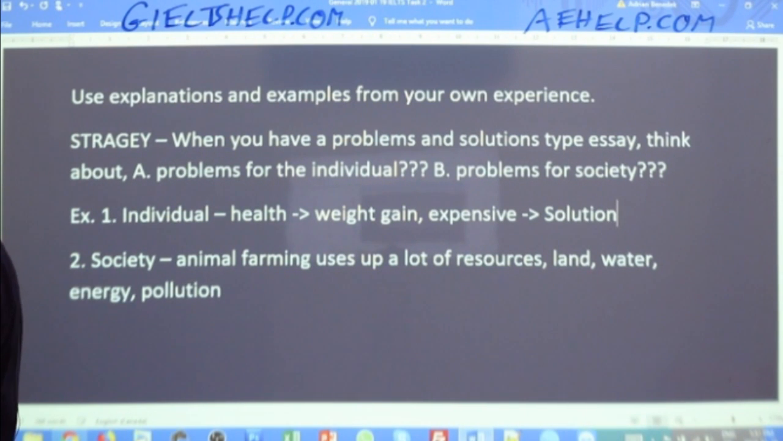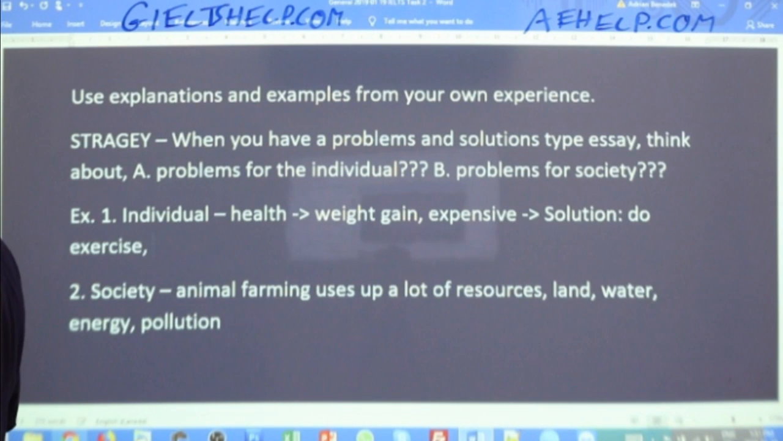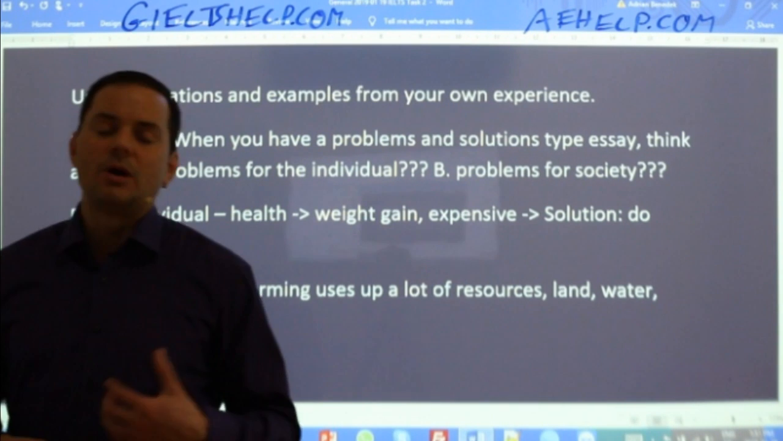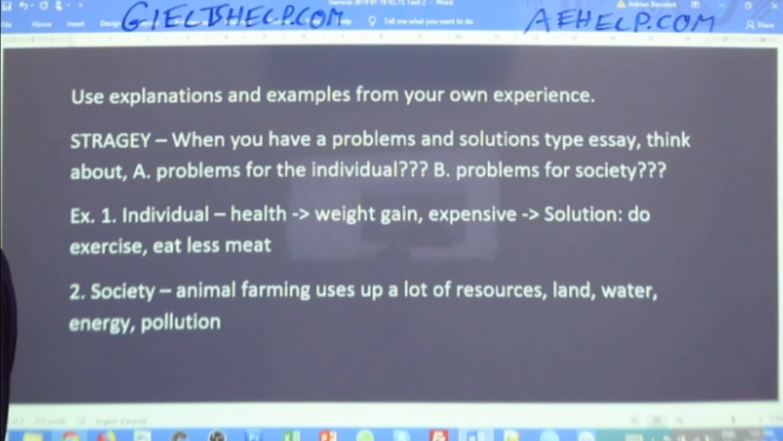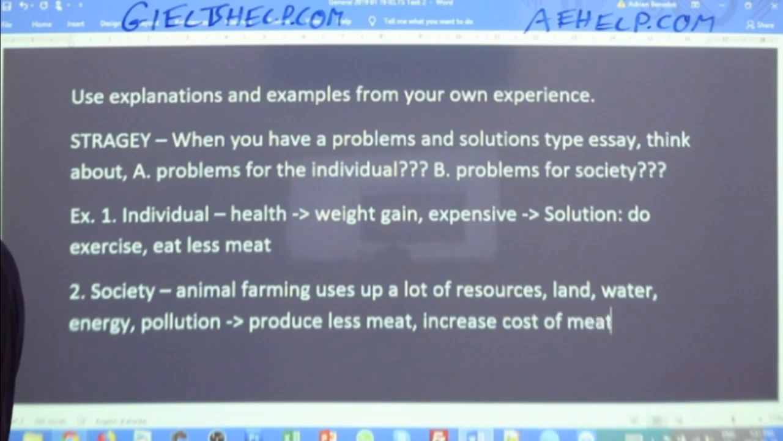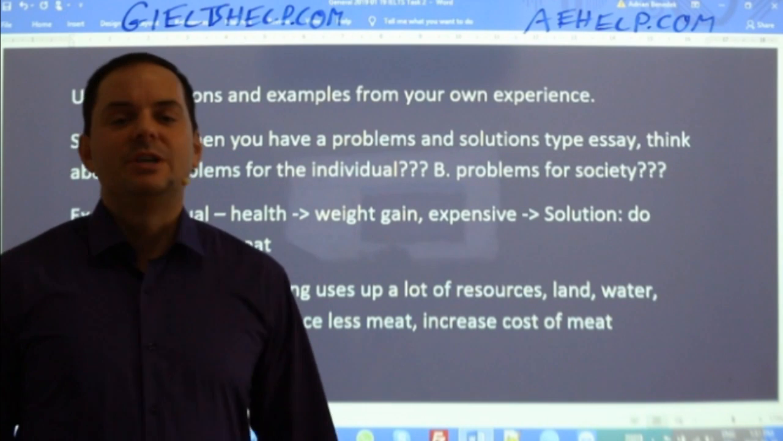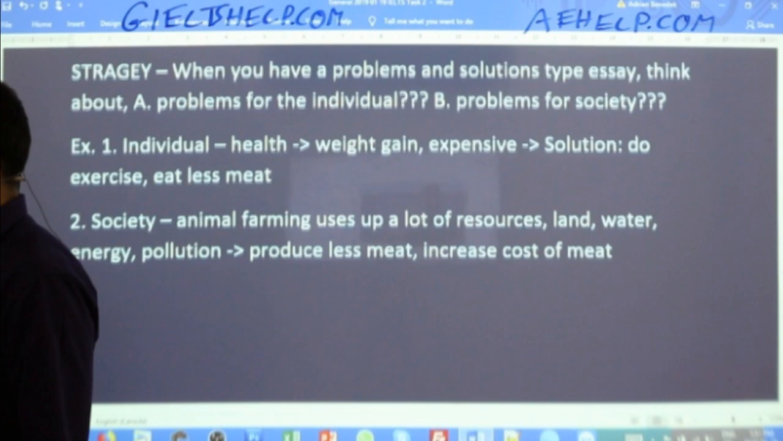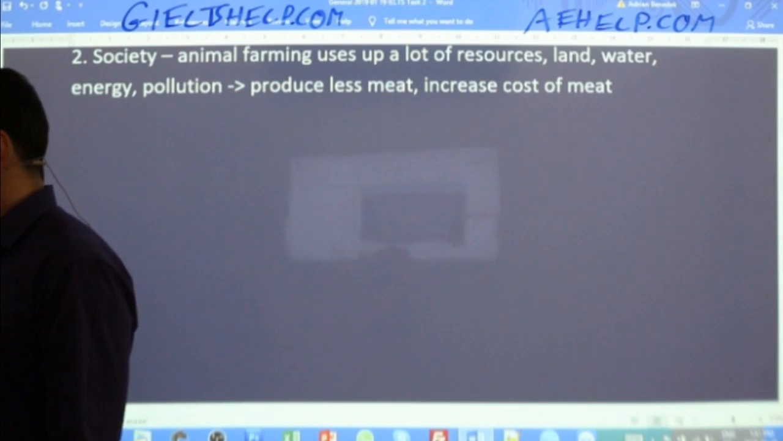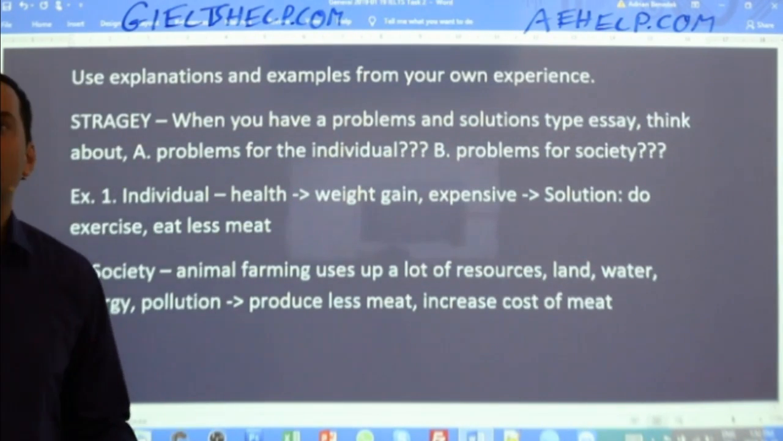For the first one, we said do exercise. And what else? Other than doing exercise, well, probably you're thinking a very logical solution is eat less meat. Okay. And here, produce less meat, increase cost of meat. So discourage people from eating so much meat. Okay, good. So let's start writing our essay. So we have some good ideas now, students. Now we're ready to write our essay.